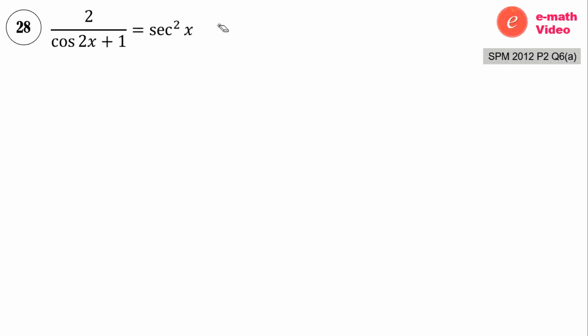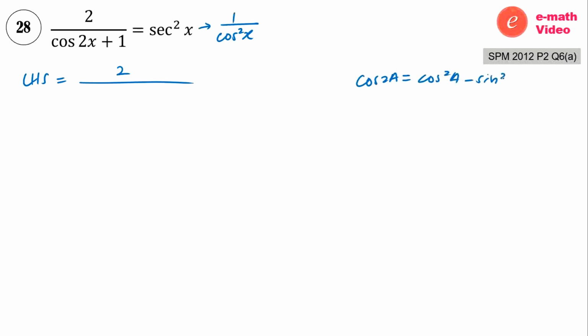So our goal is to make it into 1 over cos square x. Alright, we start from the left hand side, which equals 2 over... okay, for cos 2a, we have 3 formulas. Again, I will copy it for you. Cos square a minus sine square a equals 2 cos square a minus 1 equals 1 minus 2 sine square a. Which one should we use?